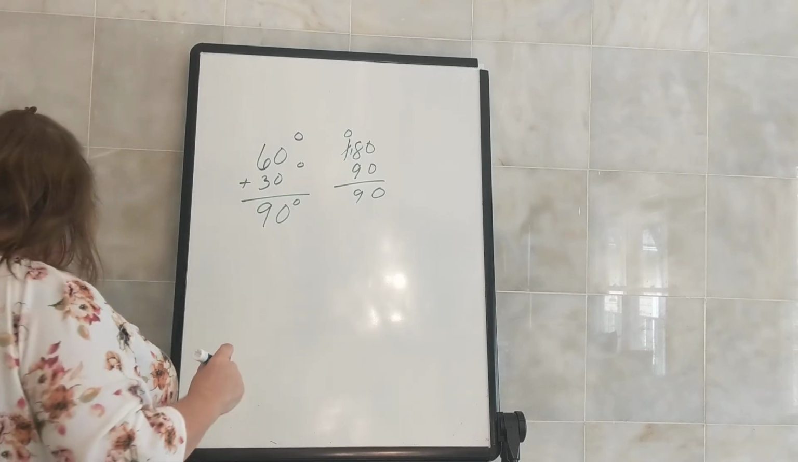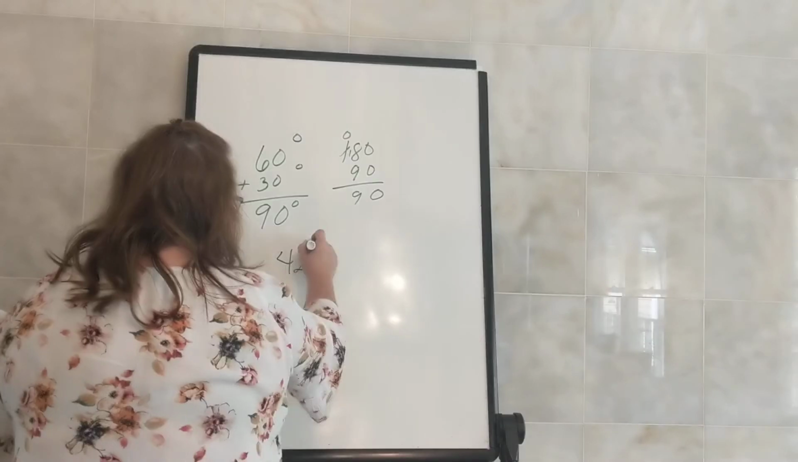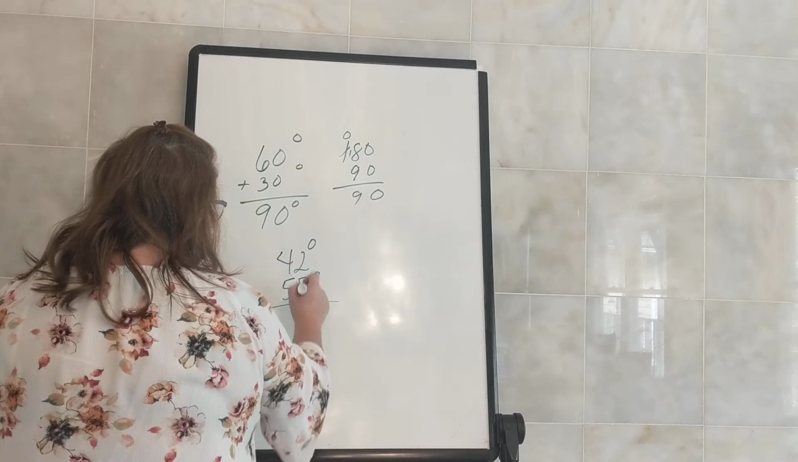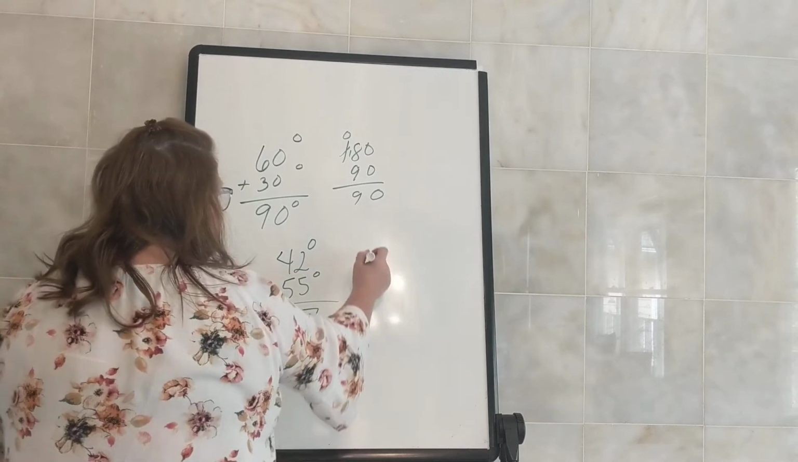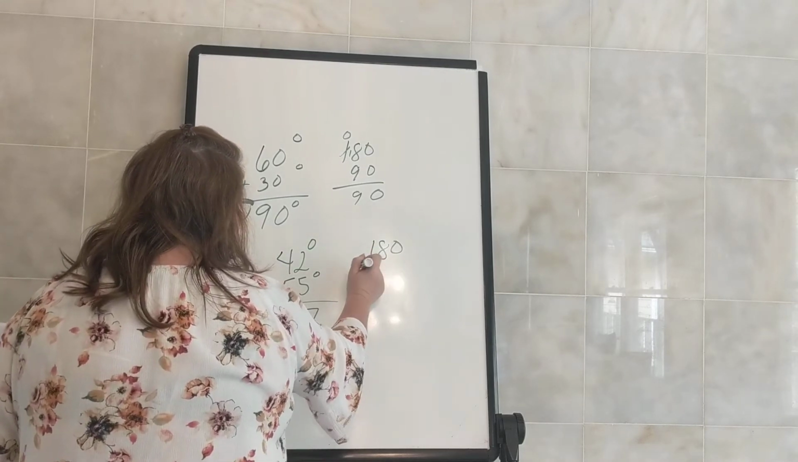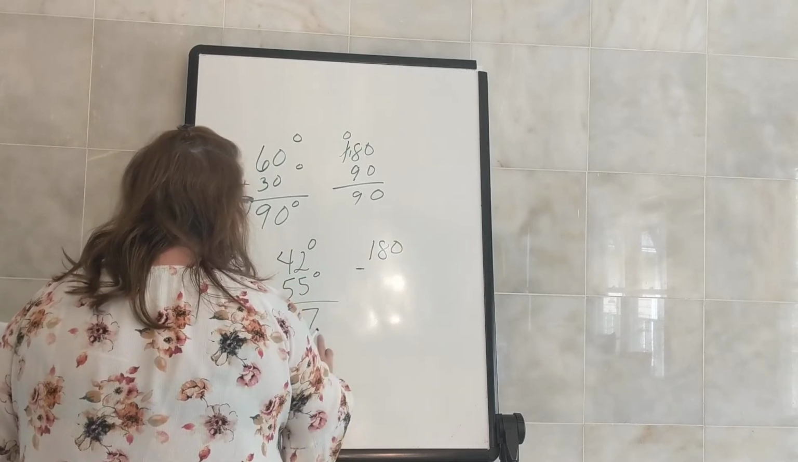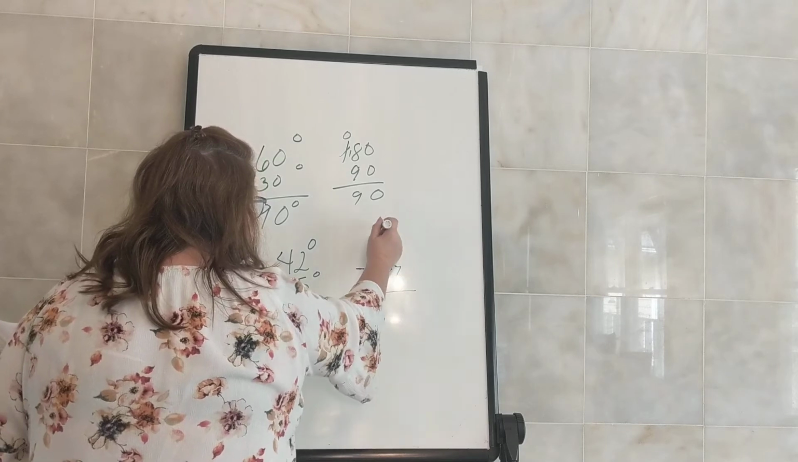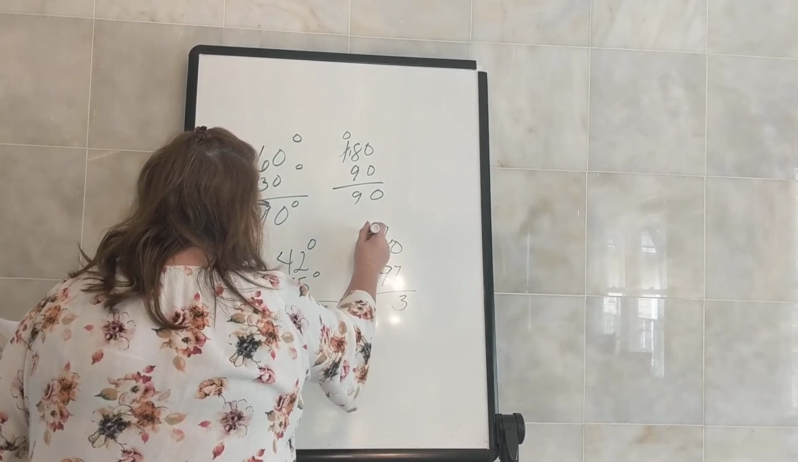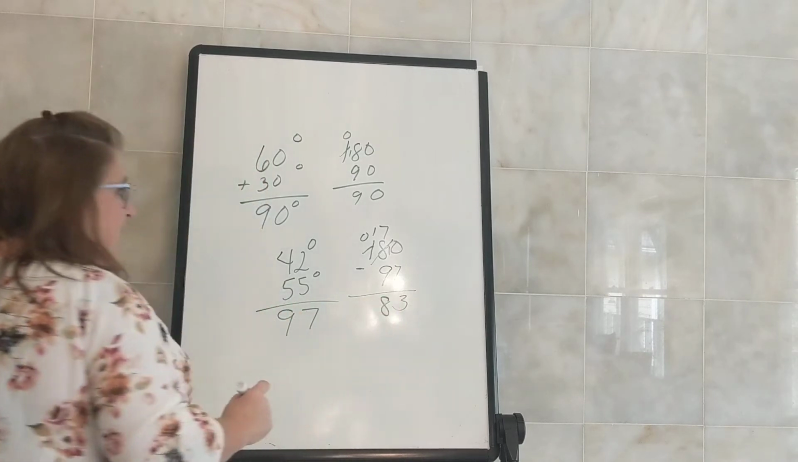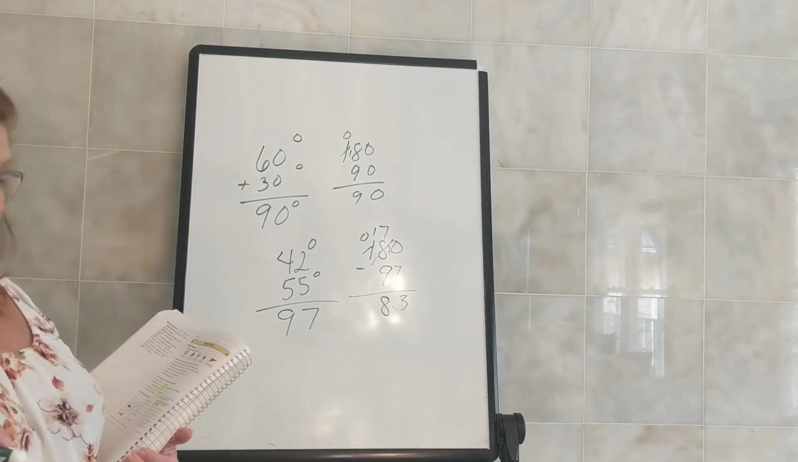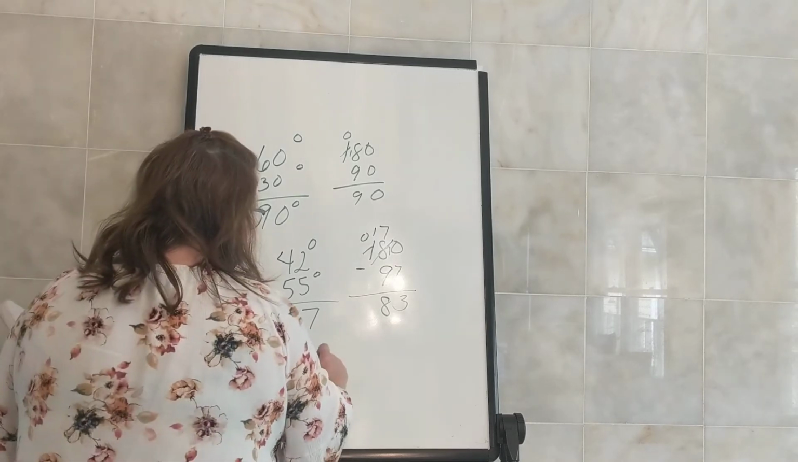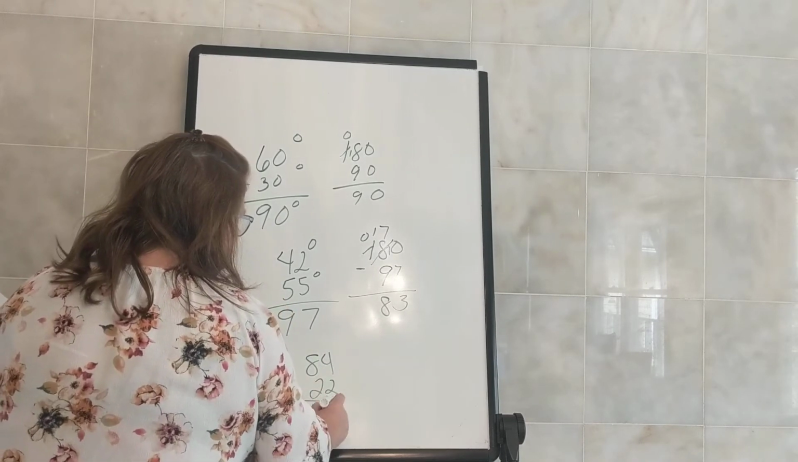Then look at letter B. We have 42 degrees and we have 55 degrees. If we add those 2 angles together, we get 97 degrees. We subtract that from 180 because that's the total that it can be. That'll tell us the third angle. So our third angle would be 83 degrees. Everybody good?